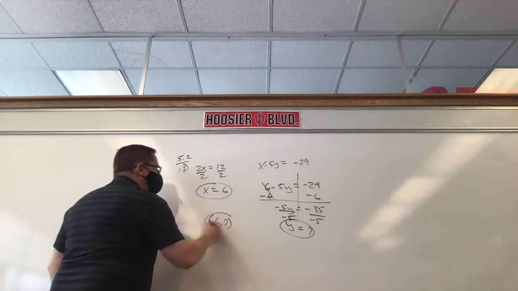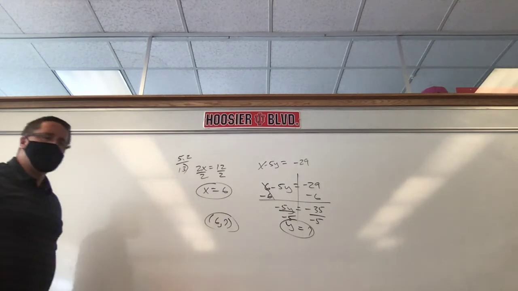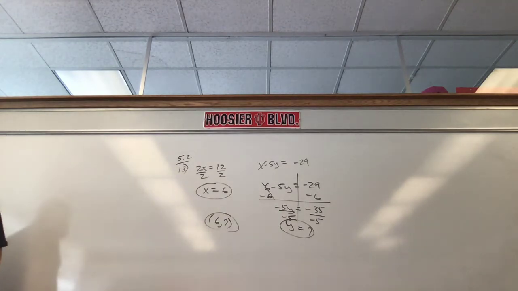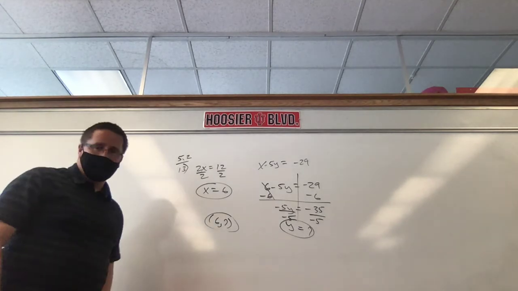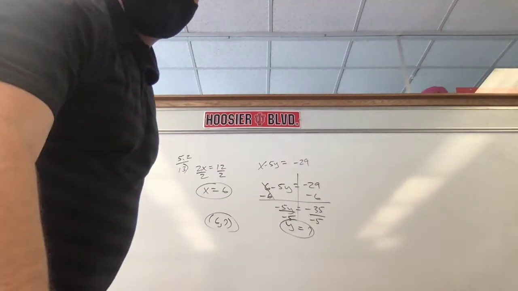Now, if I graph these two lines, do these lines touch? Yes, at 6, 7. Do they cross at a point close to 6, 7? No. Not close to 6, 7. Bullseye right at 6, 7. Okay? All right, let's look at number 15.